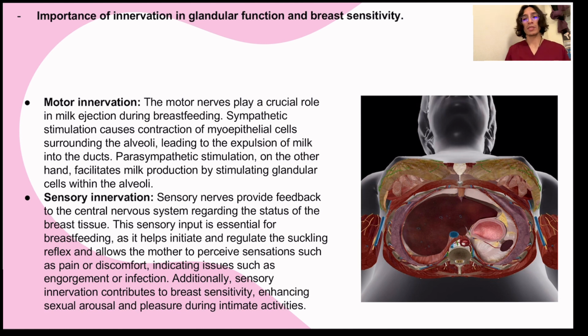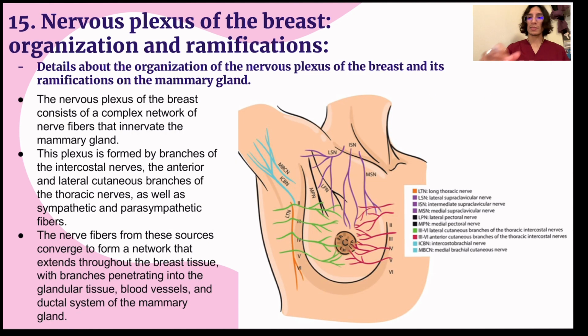Now, sensory innervation. The sensory nerves provide feedback to the central nervous system regarding the status of the breast tissue. This sensory input is essential for breastfeeding, as it helps initiate and regulate the suckling reflex and allows the mother to perceive sensations such as pain or discomfort, indicating issues such as engorgement or infection. Additionally, sensory innervation contributes to breast sensitivity, enhancing sexual arousal and pleasure during intimate activities.